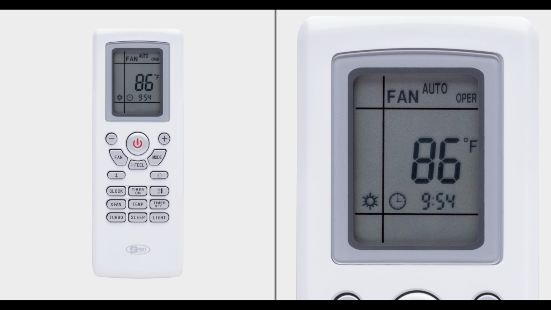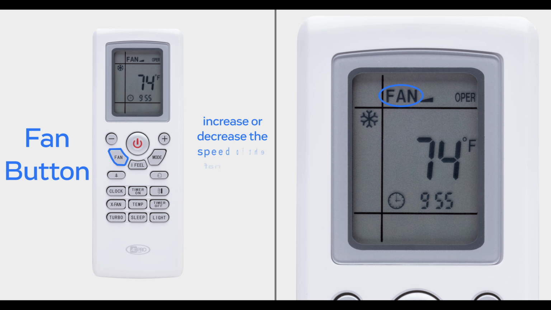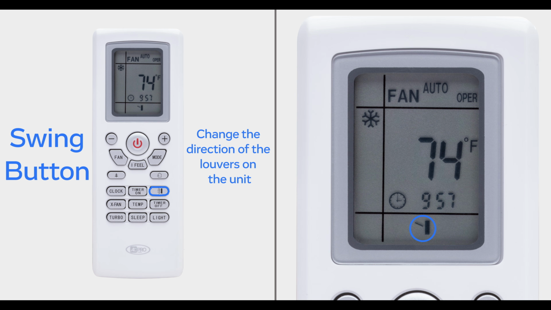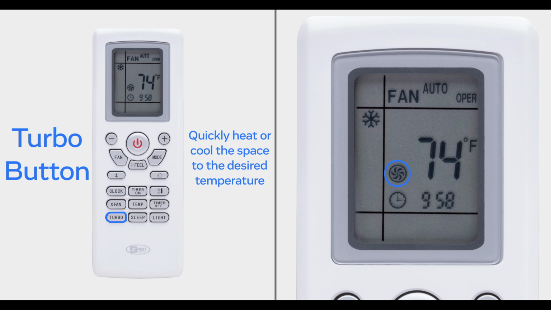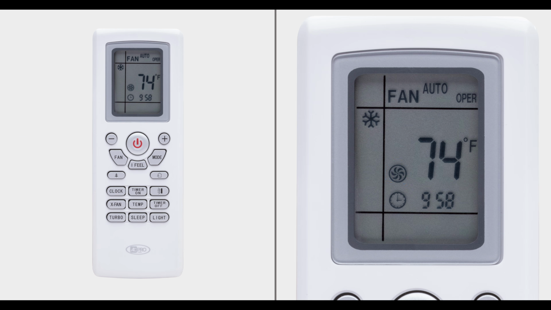Let's explore the next button. The fan button. This differs from fan mode in that this will increase or decrease the speed of the fan while in cool, heat, or fan mode. The swing button will change the direction of the louvers on the unit, whether they swing up or down, or left or right. The turbo button is used if you want to quickly cool or heat the space to the desired temperature. Turbo will work in cool, heat mode only.